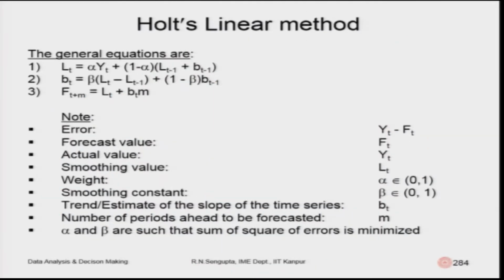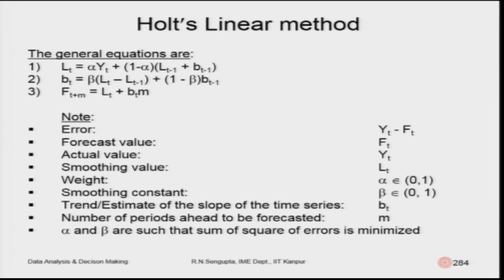Now, in the Holt linear method, the general equations are given by, but first, before coming to the equations, I should consider the nomenclature. The errors are E, capital E, given by the difference of Yt and Ft. Ft is the forecasted value, and Yt is the actual value, which is the demand we are considering for the examples. The forecasted values are given by Ft, and the actual values are given by Yt or Dt. The smoothing value is given by L suffix t.